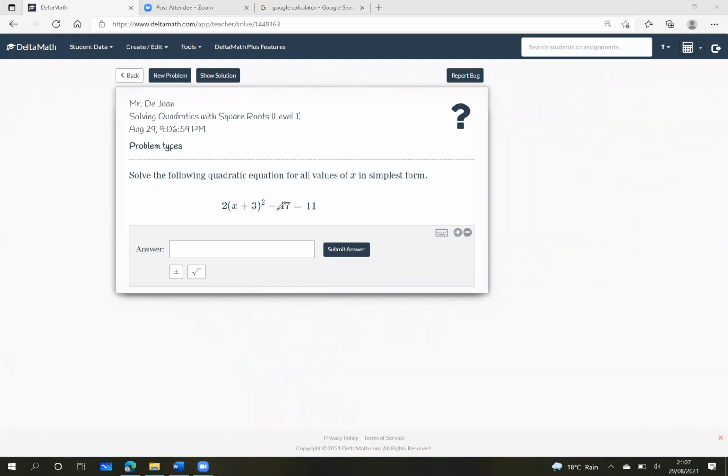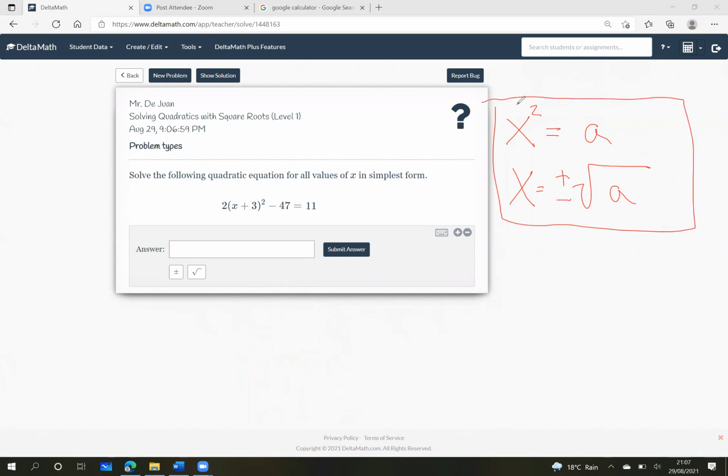All right. One thing we're going to have to always remember is using this button. Remember, x squared is equal to a. Therefore, x is equal to positive minus the square root of a. Remember that, okay? El punto más clave, and always simplify.